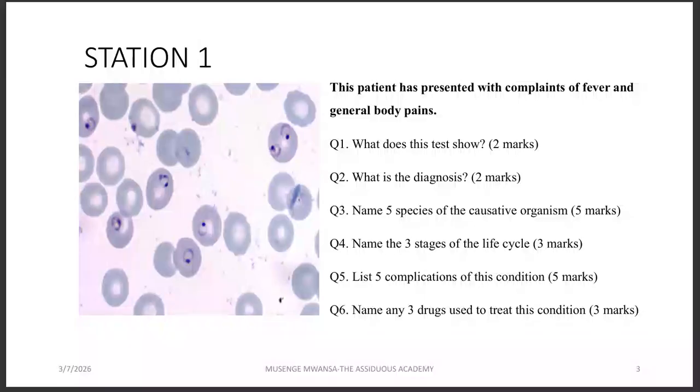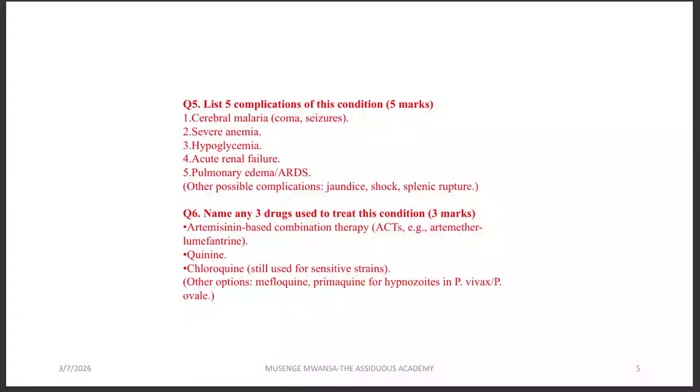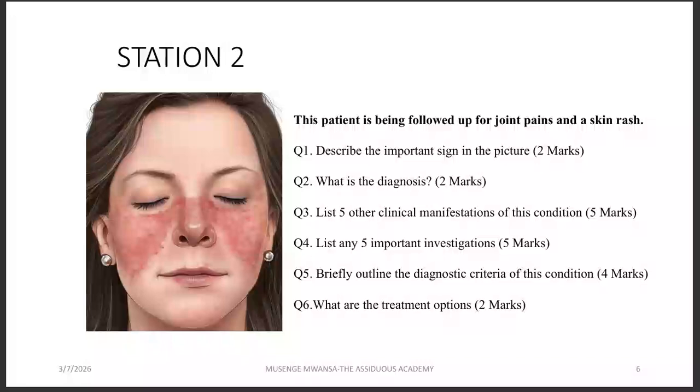Then name any three drugs used to treat this condition. What drugs can you use to treat malaria? Any three. This was an open question. Lumefantrine, okay, quinine, chloroquine, mefloquine, all those.